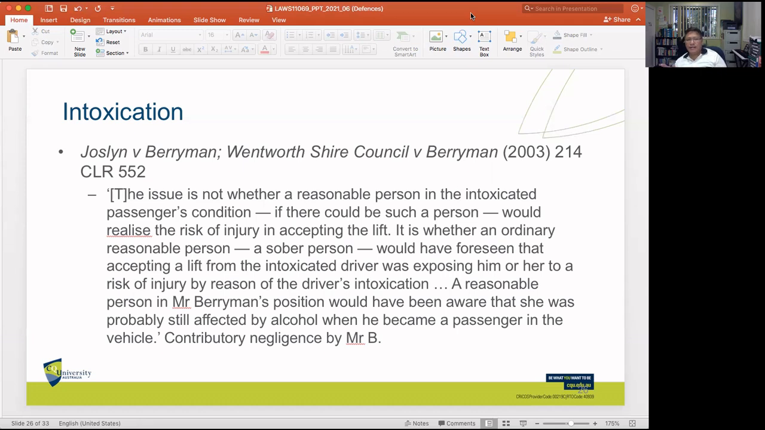Here, the standard of care would be the standard of care expected of a sober person, not that of an intoxicated passenger or an intoxicated person. So a plaintiff who is intoxicated cannot claim that their ability to take care of themselves is diminished by their intoxication. That is not a proper way of articulating a defense, because the measurement would still be that of a sober person.